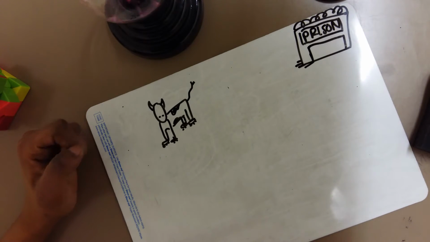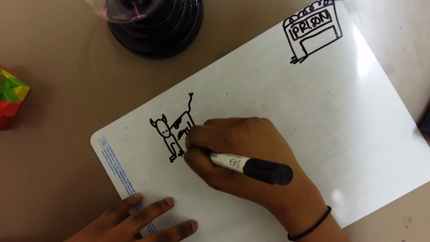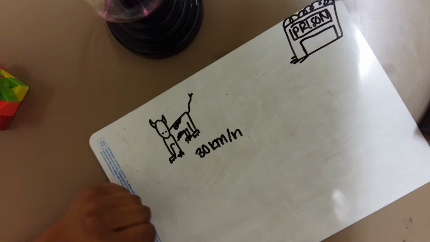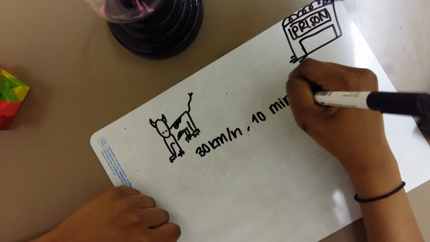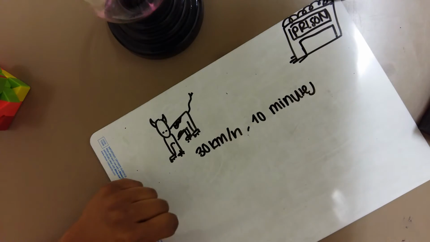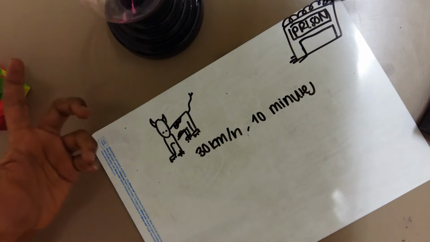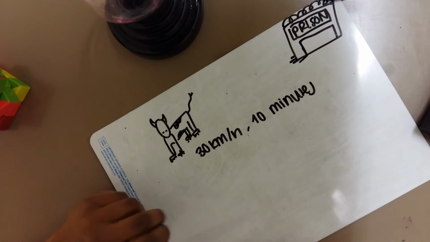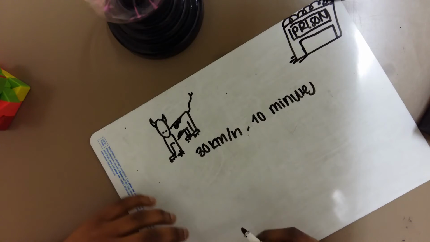And let's say it's been moving at 30 kilometers per hour, and it's been going at this rate for 10 minutes. How far has the cow traveled away from the prison 10 minutes later? First, we need to convert kilometers per hour to meters per second. How can we do this? Well, there are 1,000 meters in a kilometer, so we can multiply the numerator by 1,000.